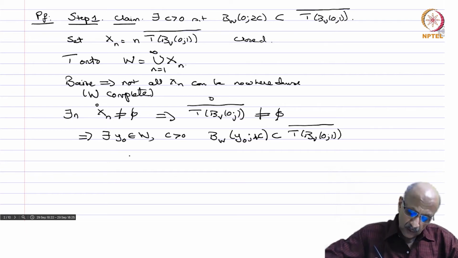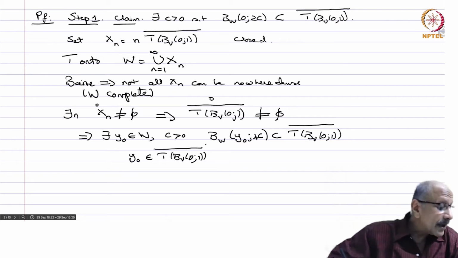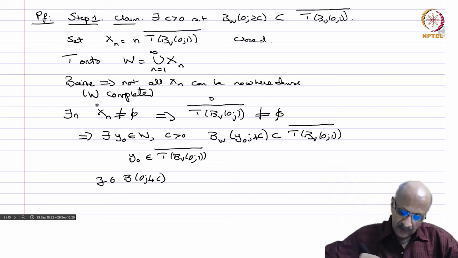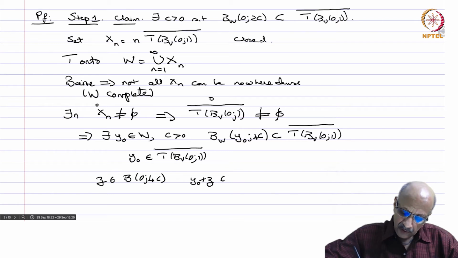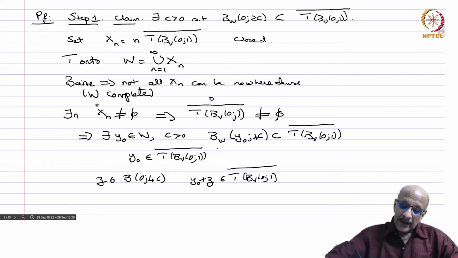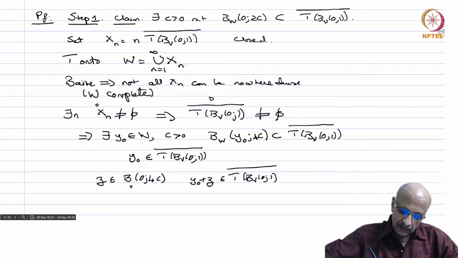So in particular, y naught itself belongs to T(B_V(0,1)) closure, and if you take any z belonging to B_W(0,c), you have that y naught plus z belongs to T(B_V(0,1)) closure, because y naught plus z is precisely an element in B_W. So this is W here.